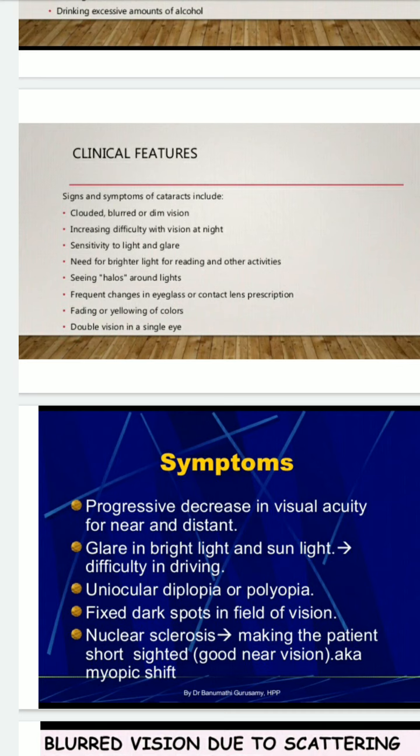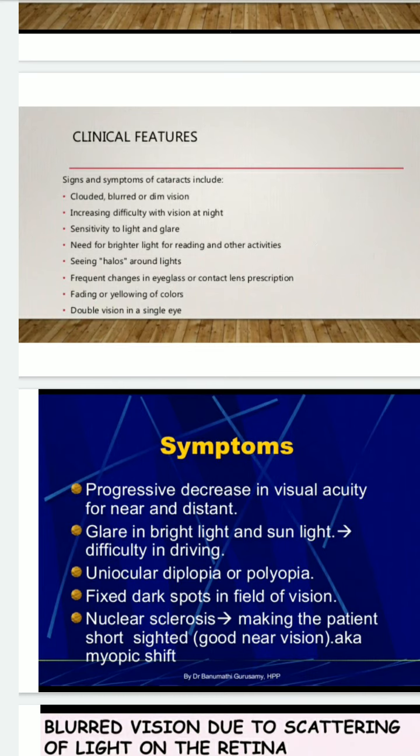sclerosis, and the other features are clouded or blurred or dim vision, increasing difficulty with vision at night, then sensitivity to light and glare, need for bright light for reading and other activities, seeing halos around lights, frequent changes in eyeglasses or contact lens prescription, then a fading or yellowing of colors, double vision in a single eye. These are the main clinical features of cataract.